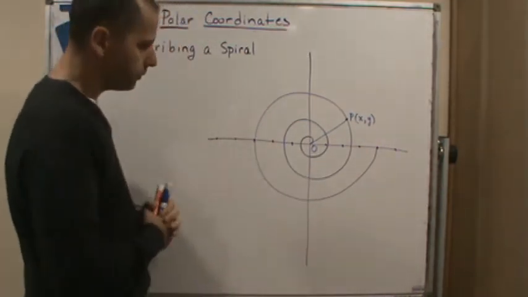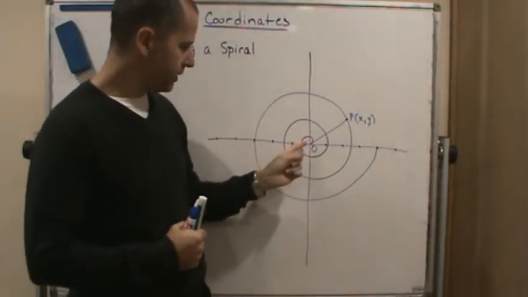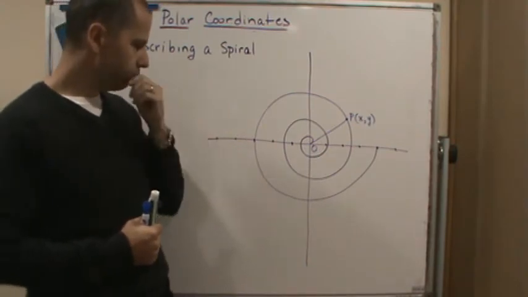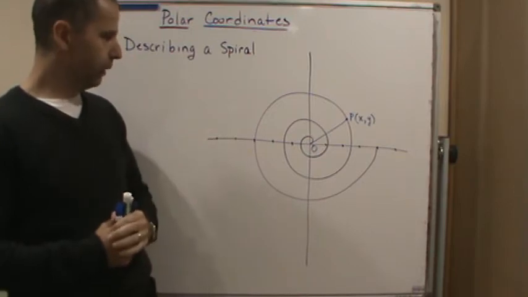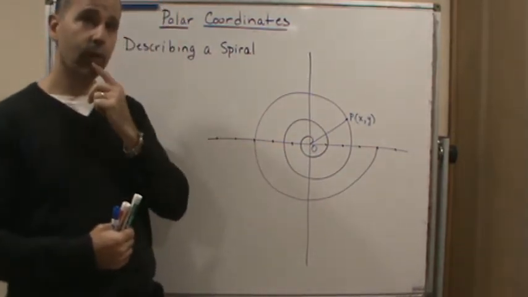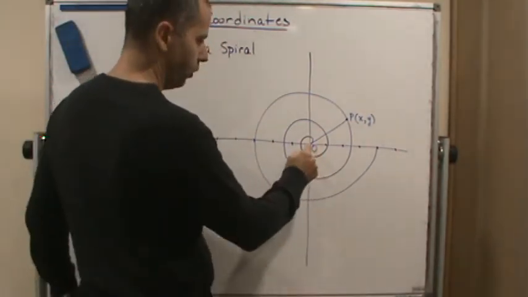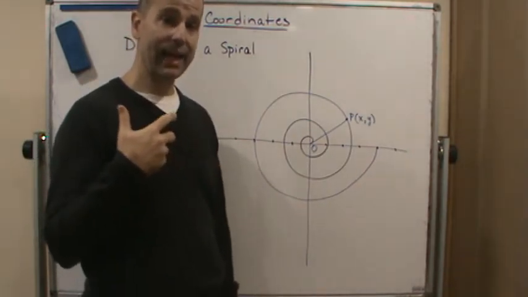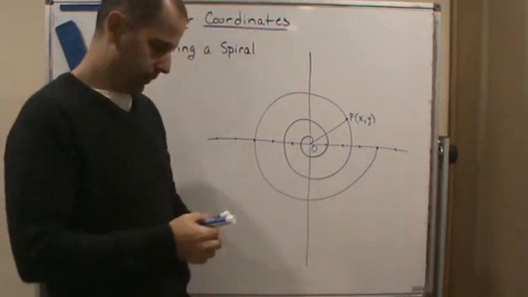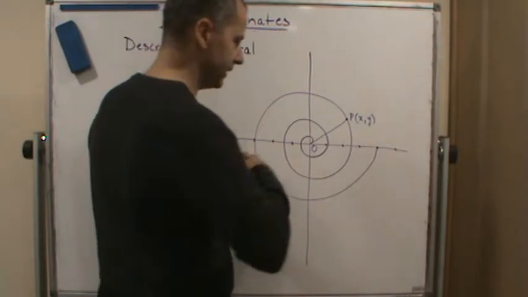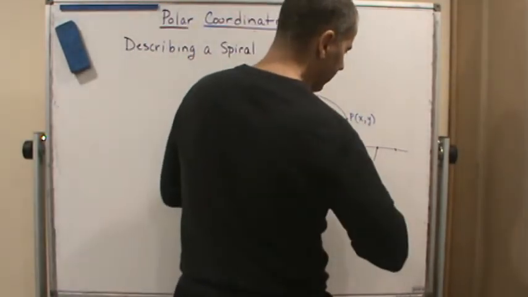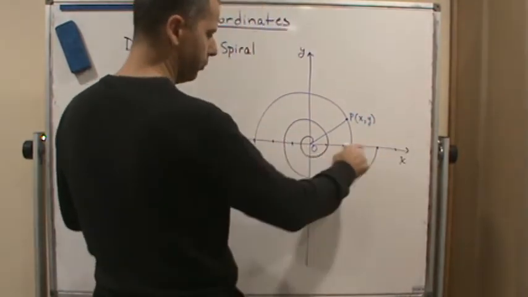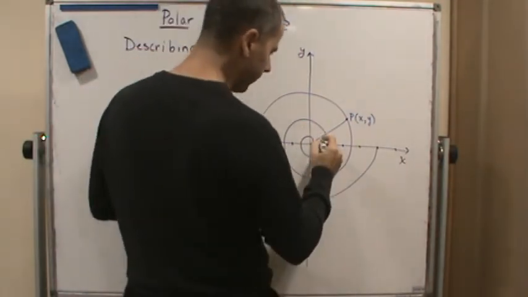So let's assume, for the sake of this one, that it's starting here and going out from the origin. Let's say that the distance OP, the distance from the origin to the point, is changing as a constant multiple of the angle that it creates with the positive x-axis. So we've got the positive x-axis here, the y-axis here, and we're going to call this angle theta.